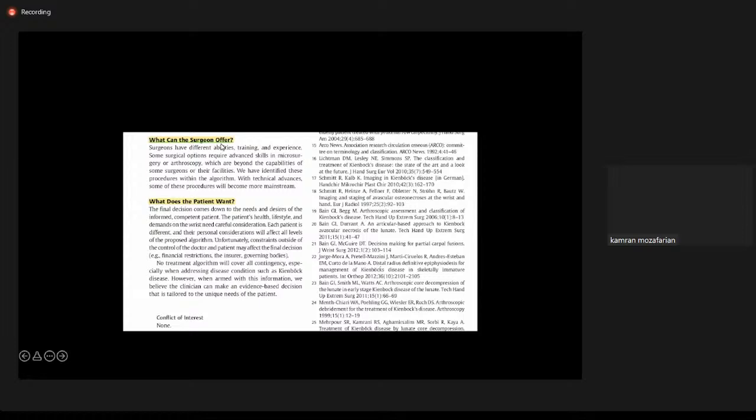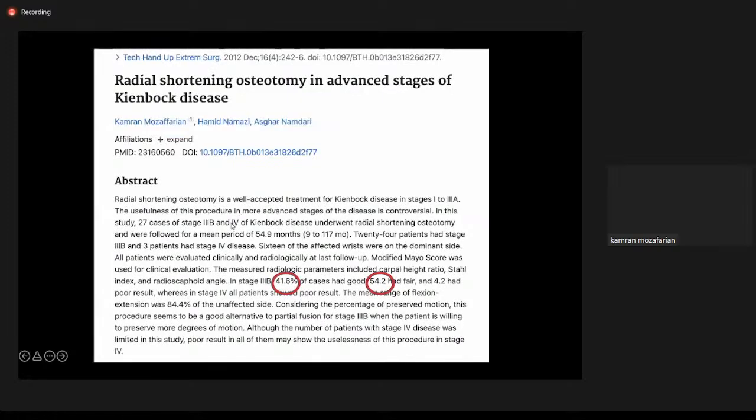What can the surgeon offer according to his abilities, training, and experience, and what does the patient want based on his desires and lifestyle? For example, in Iran, we know that many patients are not happy with arthrodesis of any kind, no matter if it's total or partial arthrodesis. And that's why we still do radial shortening in some advanced cases, of course, in selected cases who don't want to lose any motion.